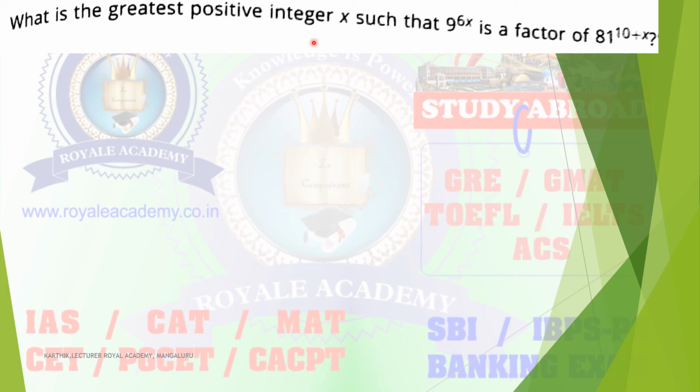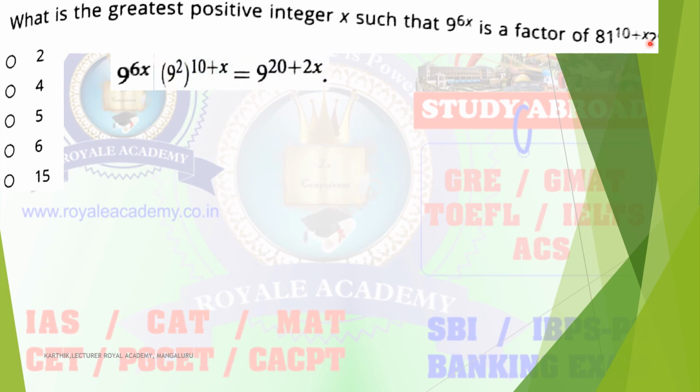Next question: what is the greatest possible integer x such that 9 to the power of 6x is a factor of 81 to the power of 10 plus x? So how to determine this value? You have to determine the value of x, and x must be an integer. On the left hand side is 9 to the power of 6x. The right hand side is 81 to the power of 10 plus x. So how can we write 81? 81 is nothing but 9 squared. So you can also write 81 as 9 to the power of 2.